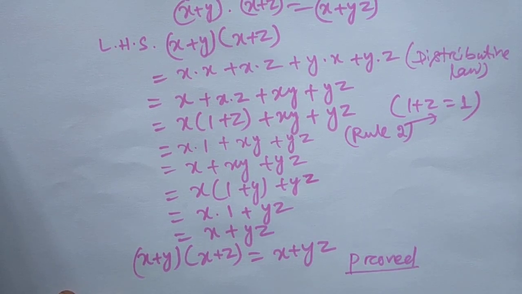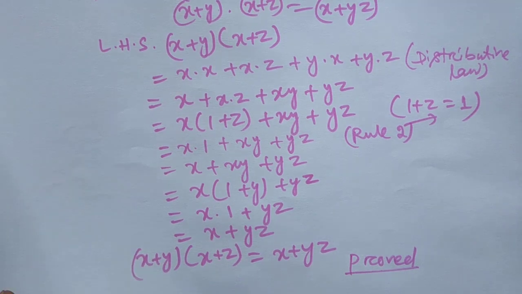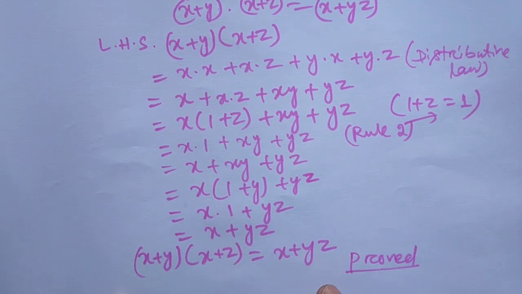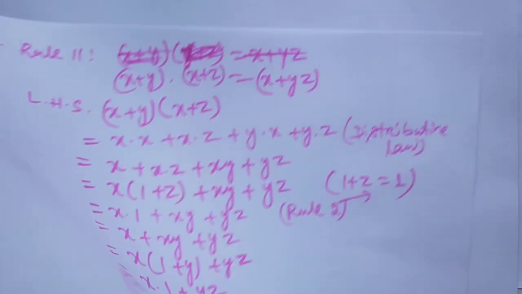So this is the important rule: (x plus y) times (x plus z) is equal to x plus yz. We have to remember whenever this rule is applied. Now another rule, another important rule.